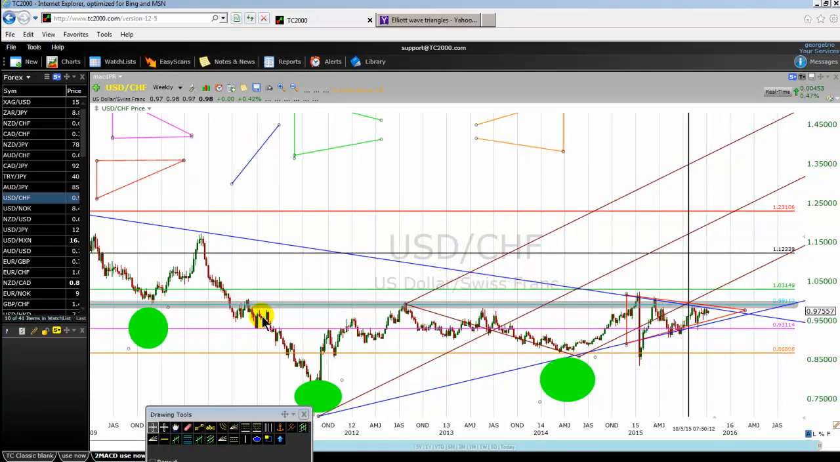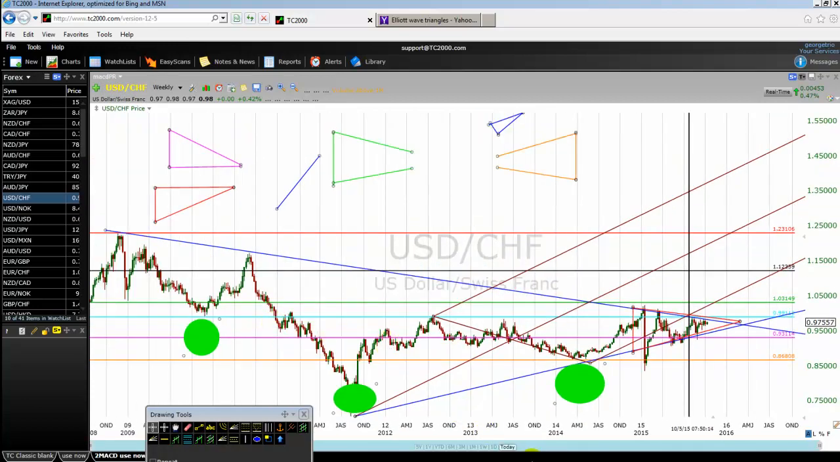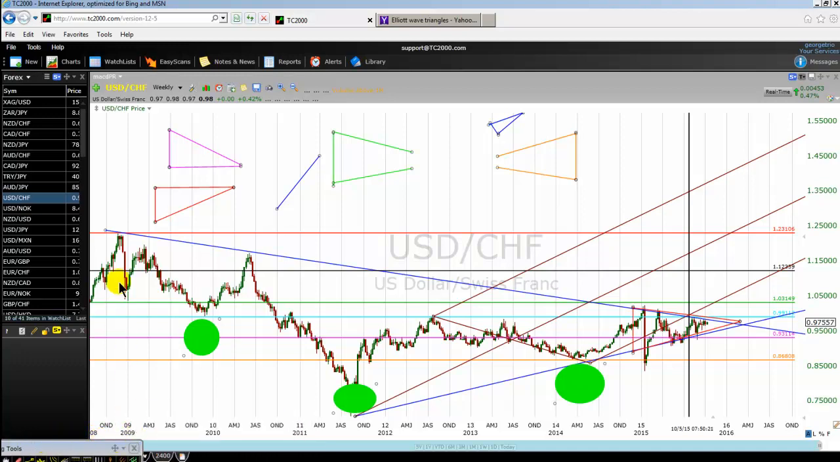Looking at this chart, I don't want the video to be too long. You can see that the price was going down. The dollar Swiss franc was going down from 2008 all the way to 2011, when the lowest low was achieved. It was going down in this session, and then it tried to go up a bit, and then they pushed it back down. We have what we call the slanted inverted head and shoulders chart pattern.